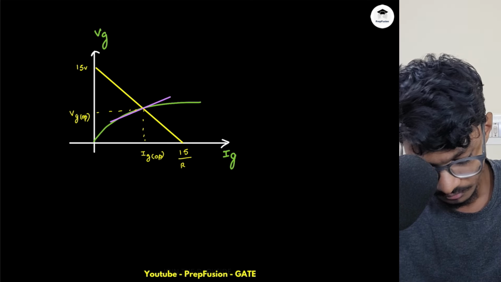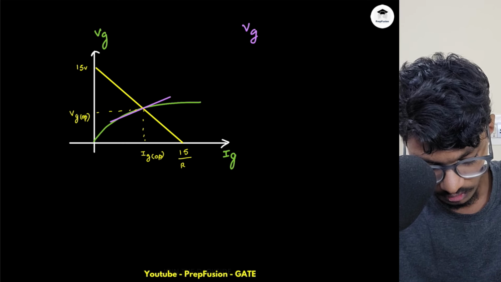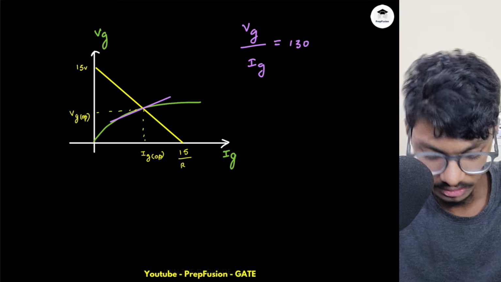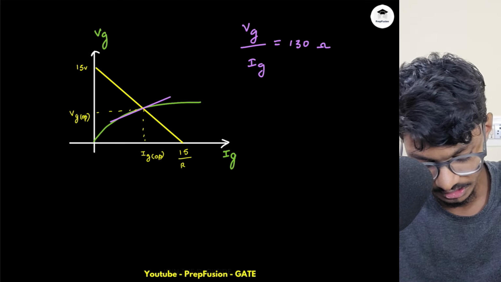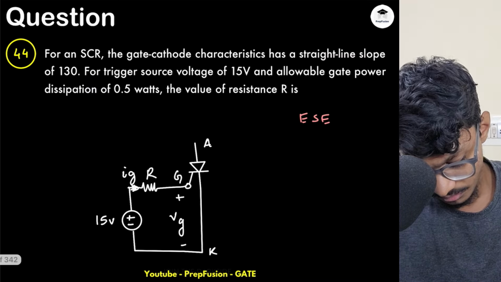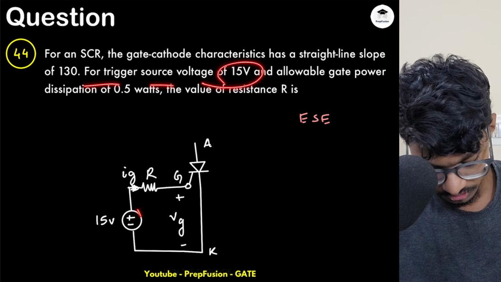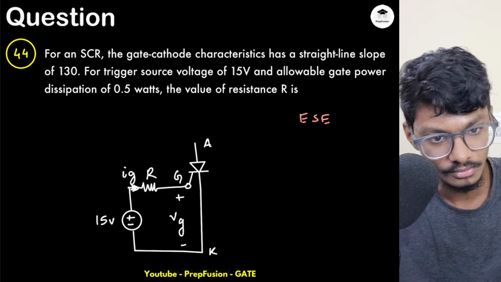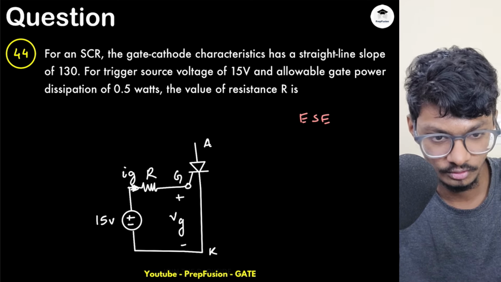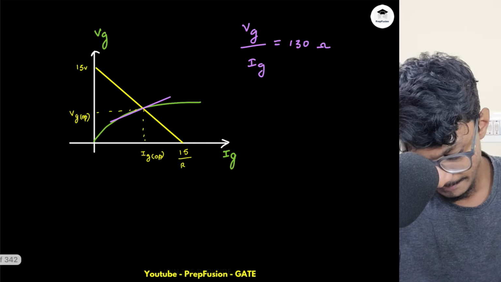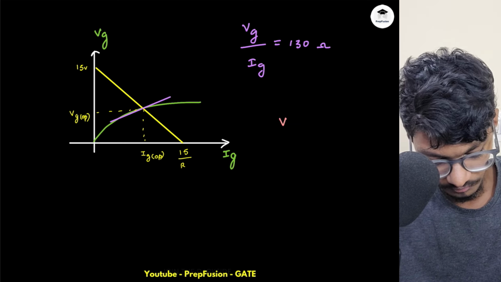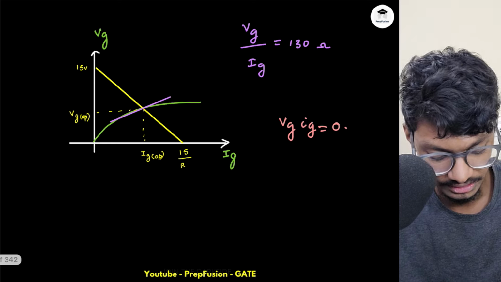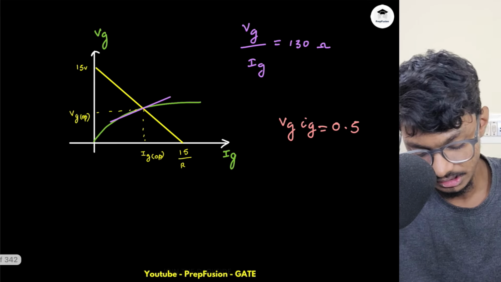That means that VG over IG equals R on, that is 130. Okay, this is one relation that they have given me. Then for a trigger source voltage of 15 volts and allowable gate power of 0.5 watts, VG into IG will be 0.5. It cannot exceed 0.5. It has to be equal to or less than 0.5, right?